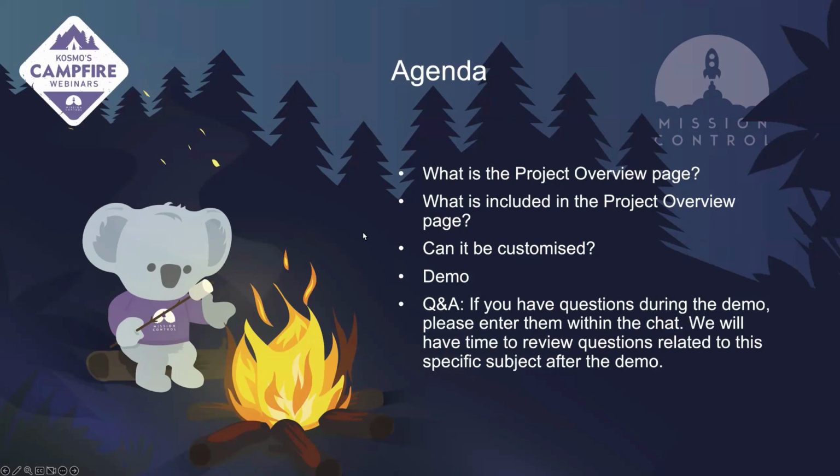So what is the project overview page? The project overview page is the default page you see when you open up a project in Mission Control. There are many benefits to using this page, and it is packed full of features. There are lots of tabs you can access, and it's been designed with ease in mind. The project overview page has a number of different tabs that you can quickly jump into to get access to different information very quickly.